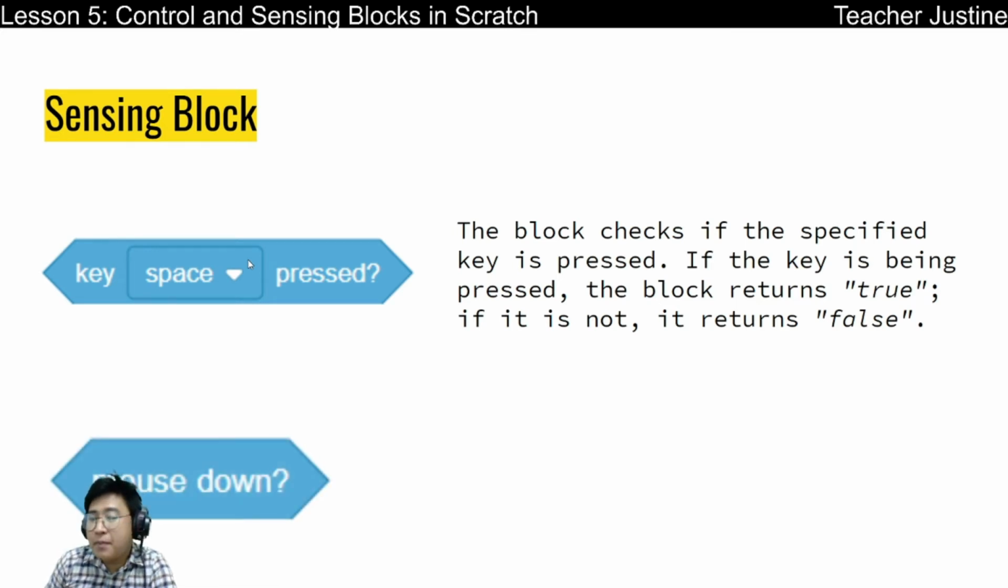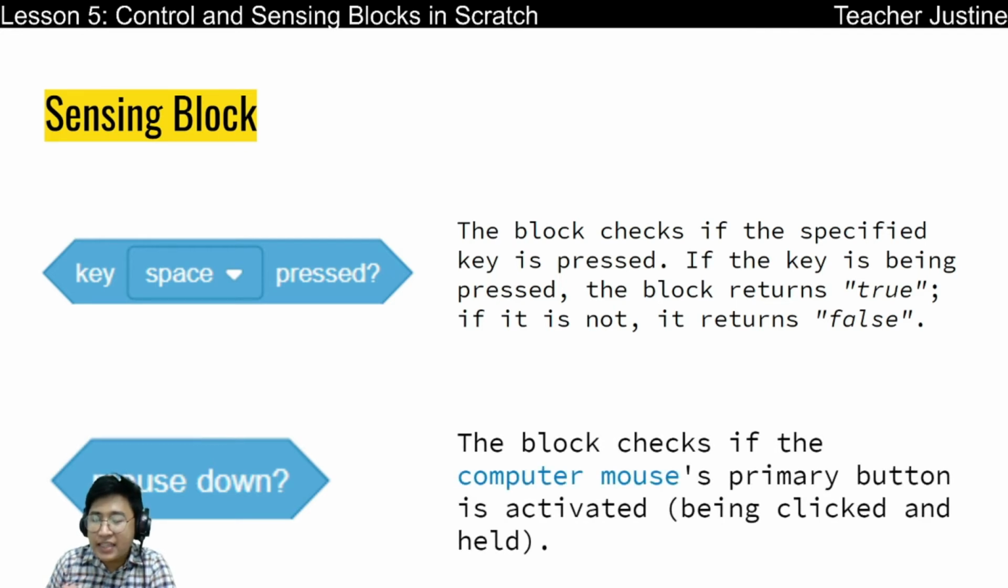Next is mouse down. So it's another condition. Okay, it's asking if you click your mouse. That's the meaning of mouse down. Okay, it's asking if you are clicking your mouse. So this block checks if the computer's mouse primary button is activated. So activated means being clicked and held. Okay, so that is mouse down.